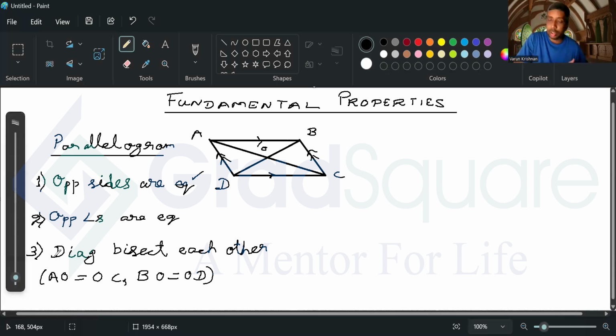Now, if you understand this, but you're also confused with the fact that opposite sides are equal for a rectangle as well. Opposite sides are equal for a square as well. Opposite angles are equal for a square as well. So why are we saying that it will only be a parallelogram? Why not a rectangle? Why not a square? If you have that question, then watch the next video in the series of geometry concepts.